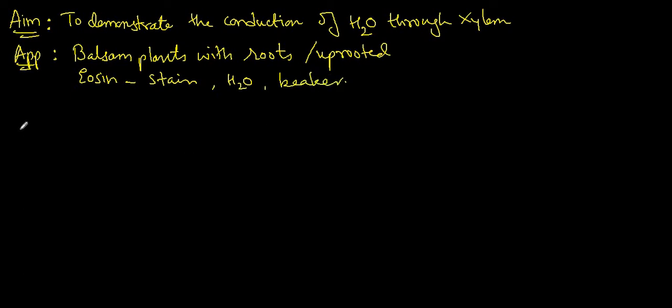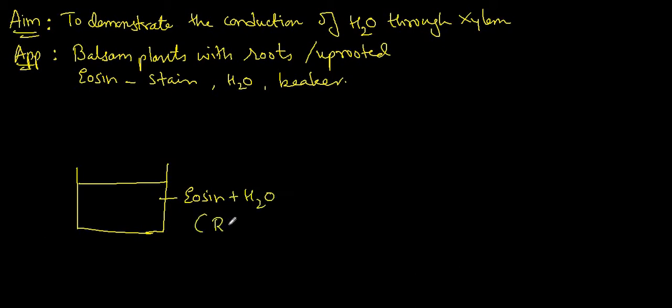Now take a beaker, fill it with water and put some eosin in it. So it turns into red color. Then take a balsam plant along with the roots and immerse it into the beaker containing eosin and water.